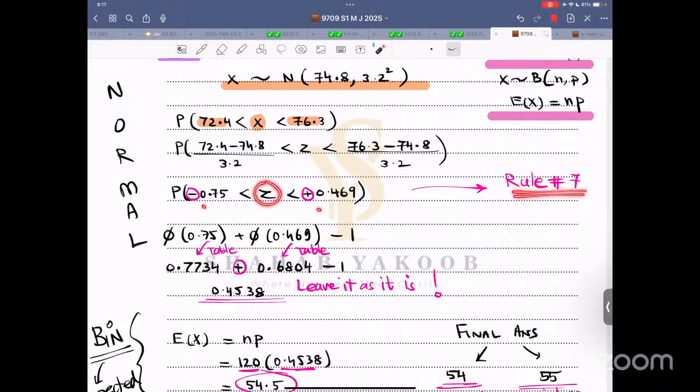Rule number 7, according to the way that I have taught, ignore the negative sign. Read the table for both. Phi means read the table. Use the Z value to calculate probability. That is what phi of Z means. This is what you're getting from the table. Add the probabilities, subtract 1, leave the answer as it is.